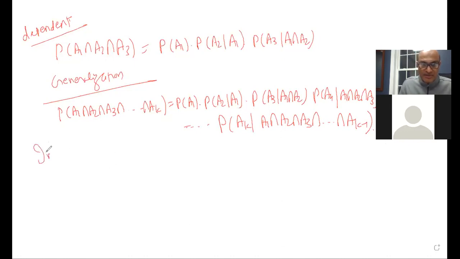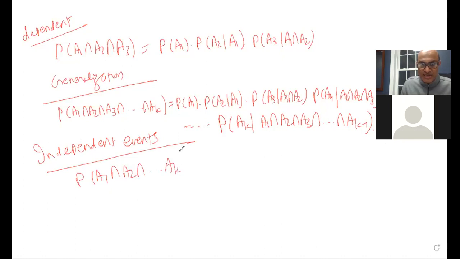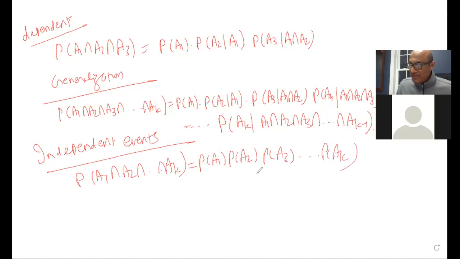But if you have independent events, in that case, probability of A1 intersection A2 intersection AK is equal to probability of A1 times probability of A2 times probability of A3 times dot dot dot probability of AK, because they are independent. And I can give you one simple example. Guys, please try to listen to me as per example now.